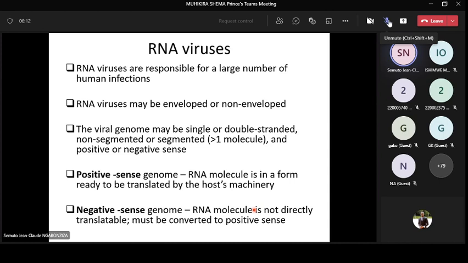RNA viruses are most of them, and they are responsible for a large number of human infections. We have enveloped and non-enveloped RNA viruses. We have double-stranded and single-stranded ones. Some are segmented and some are non-segmented. Segmented means small fragments: the RNA, or nucleic acid, is not a continuous strand, but rather segmented into short strands. For example, influenza virus is segmented. All the segments have to be in the nucleocapsid to make this virus.